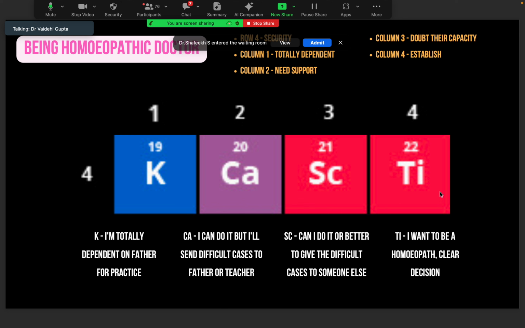Scandium, there is a doubt on their capacity. Can I do it, or better to give the difficult cases to someone else? They can do the easy ones, and about difficult ones they are doubtful. In calcium, they will send them to someone else. In scandium, they will think whether they can cure them or not. Titanium, I want to be a homeopath, clear decision, they will take such cases, although they are difficult, they will take such cases.